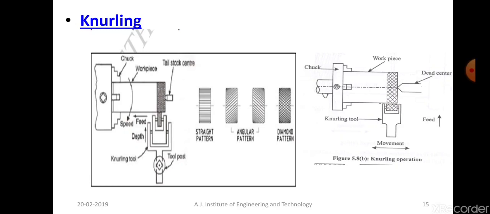As you can see in the sketch here, there are different types of patterns. On the left-hand side of the sketch we have the straight pattern, angular pattern and diamond pattern. The diamond pattern is the most common pattern that we usually use for the knurling operation, for better grip and better holding. You would have seen these kinds of grips in various things. For example, on cricket bats, there is a grip on top of the bat, usually made of rubber. Why is that given? For proper gripping between the hand and the bat.